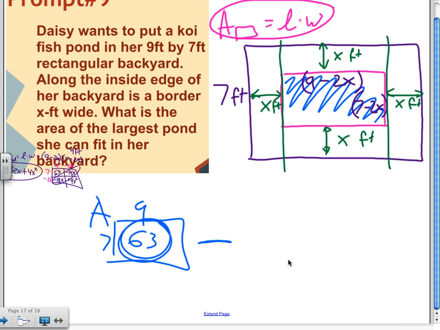Then you can actually find the area of each piece like that, add them all up, and then subtract it from 63. And you still have your pond inside. You see, that's another approach to it. Is that true? So let me show you a little bit here.